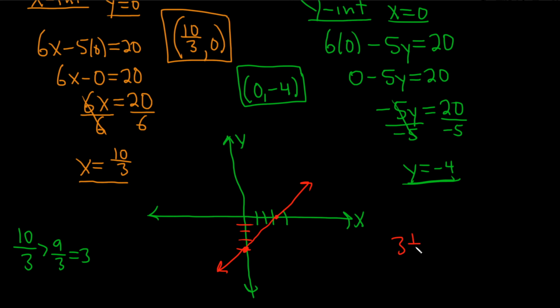And again, if the 10/3 part is confusing, 3 1/3 is 10/3. How? Because look, 3 times 3 is 9. 9 plus 1 is 10. Old school, right? Old school way of writing mixed fractions as improper fractions. So 3 times 3 is 9, and 9 plus 1 is 10. So it's like 3 1/3. So it's a little bit bigger than 3, but it's certainly smaller than 4. So it's a good rough estimate.